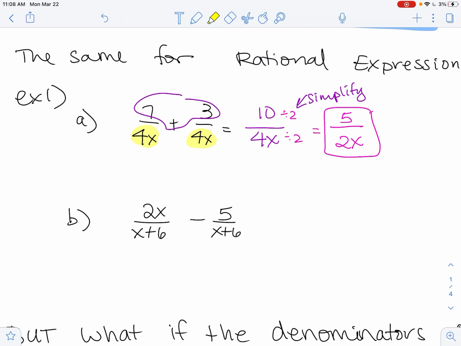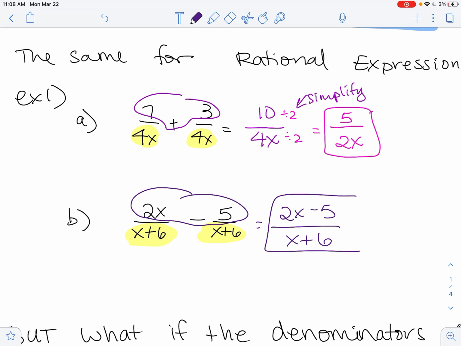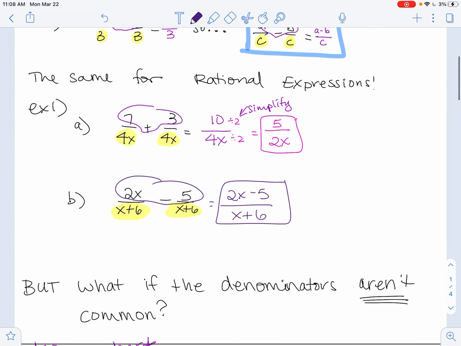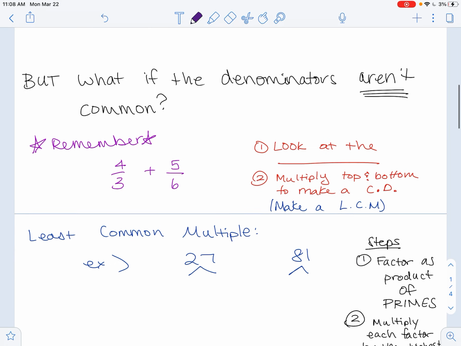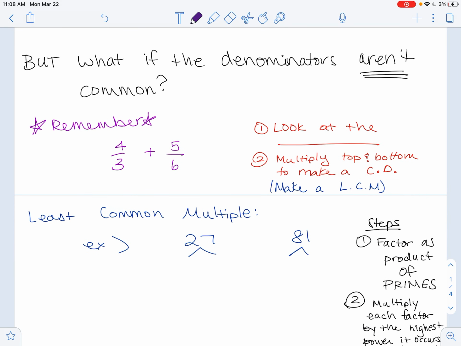And then looking here, we want to make sure, okay, do we have the same denominator before we add or subtract? The answer is yes. The denominator stays x plus 6, and now we're going to subtract across the top. Nothing to simplify here, and we're done. Okay, hopefully that looks familiar. But what if the denominators aren't common? Okay, so remember, what would we do if it was a fraction?